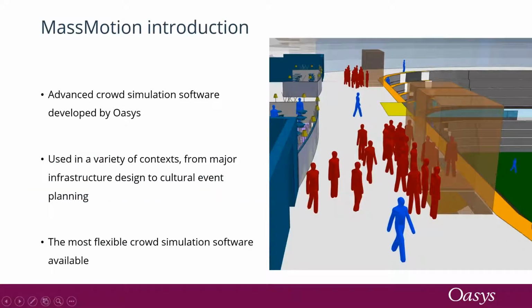And so overall, why are we here? Why are we dialing in? MassMotion is a software package developed by Oasys that allows users to design spaces for people, essentially, and it allows people to understand the impacts of pedestrian flow and crowd flow within the designs and operations of their space.